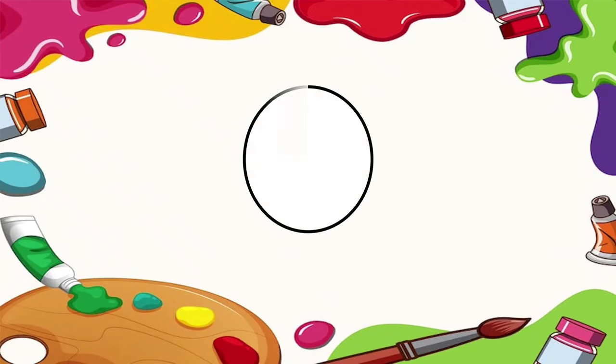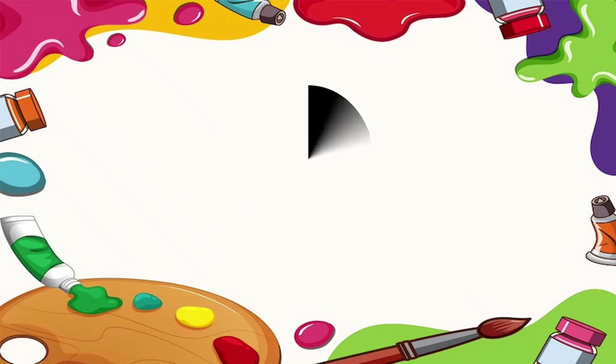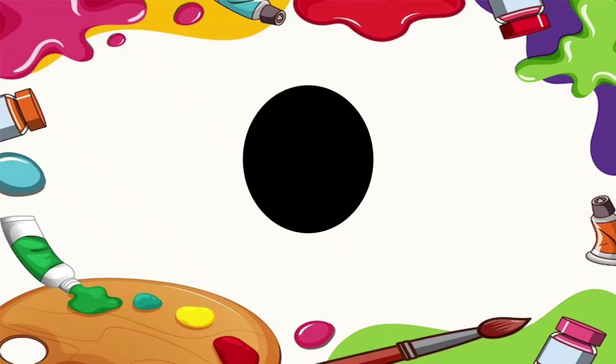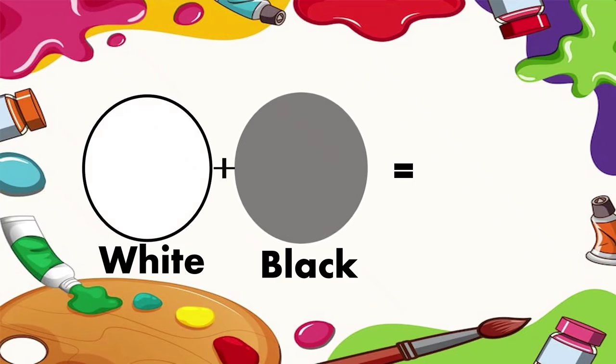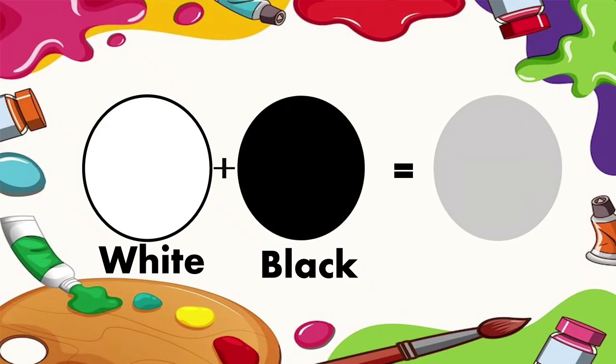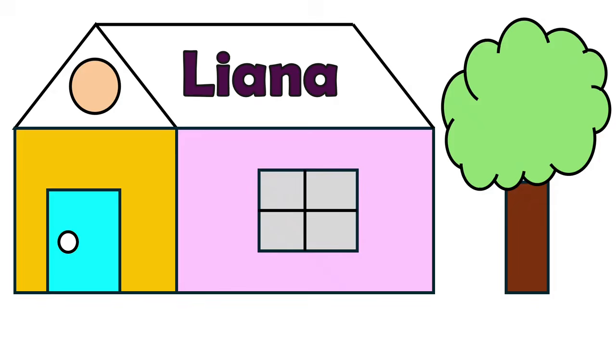Once again we have this color. It's white. You must know the name of this color. Correct, it's black. Let's mix white and black colors. I got a different color. It's gray. Let's add this color in my drawing. I painted the windows with gray color. Let's see next color.